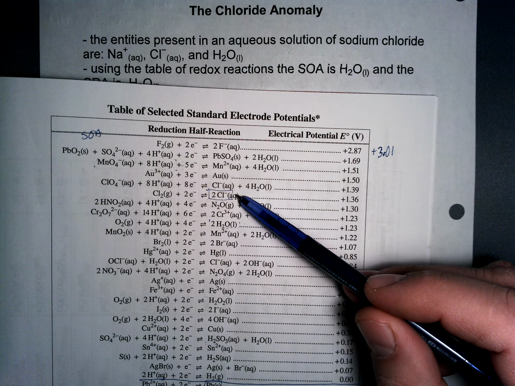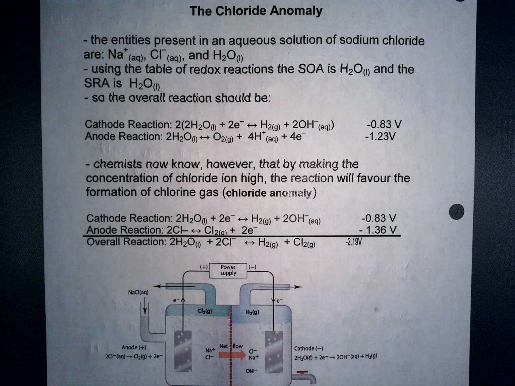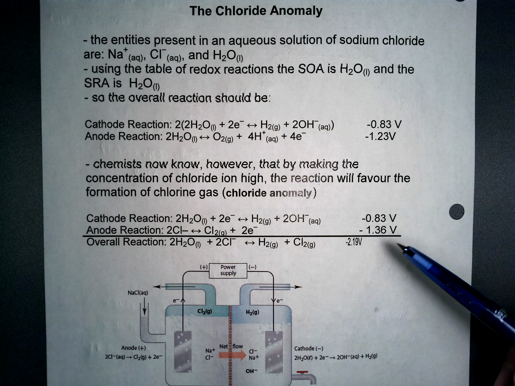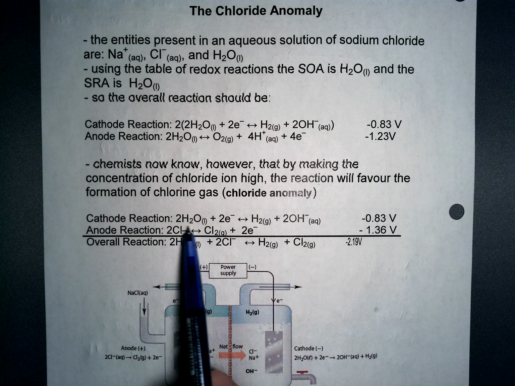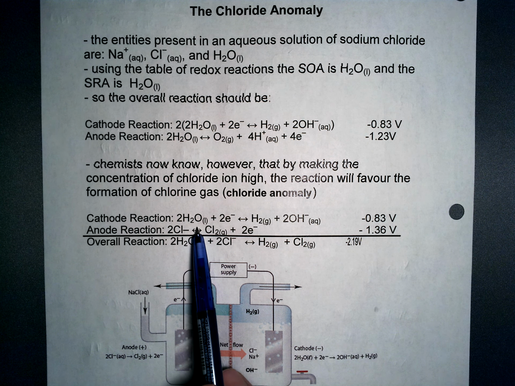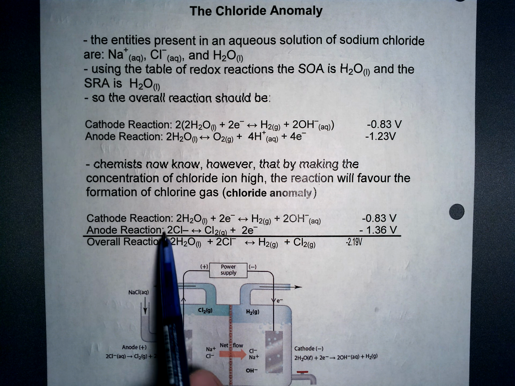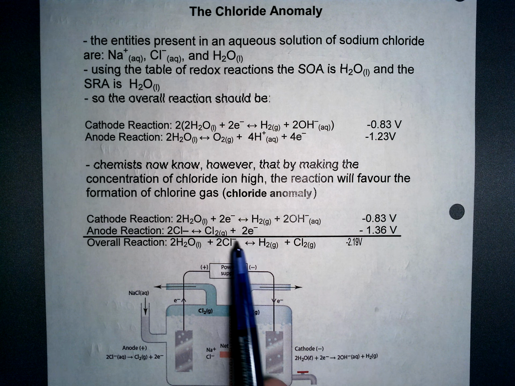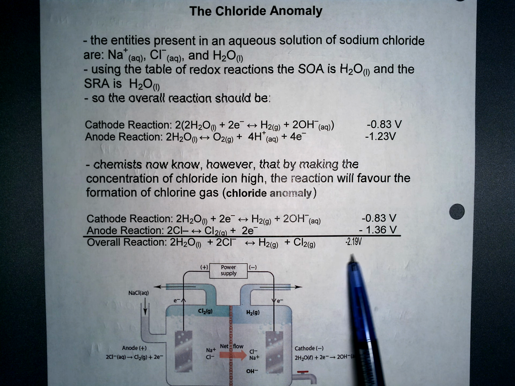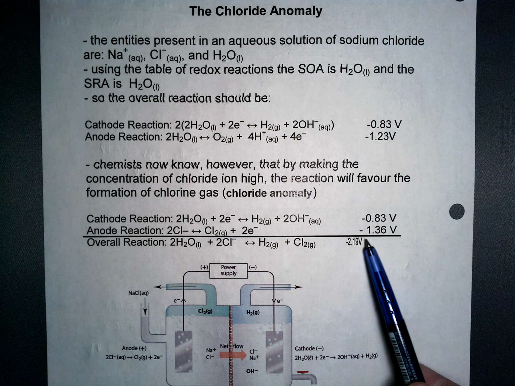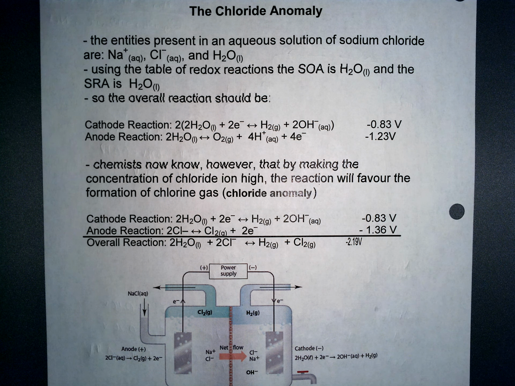When the chloride has a high concentration, it becomes the strongest reducing agent and not water. Okay, and so this is the reaction that would then occur in those cases. Okay, we'd still have water as the strongest oxidizing agent at our cathode, but now chloride is our strongest reducing agent, which produces chlorine gas. And the electrons, here's the overall reaction. It has a really high amount of voltage that we have to overcome. And so we need that power supply.